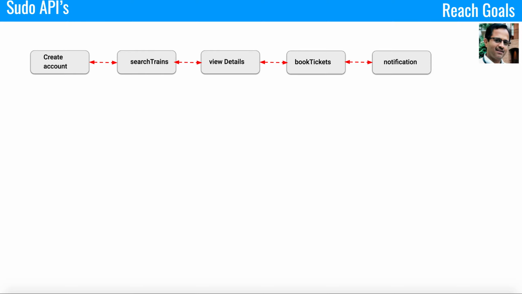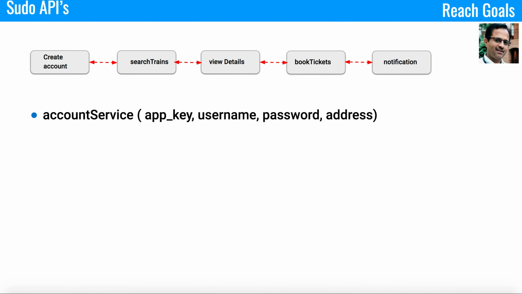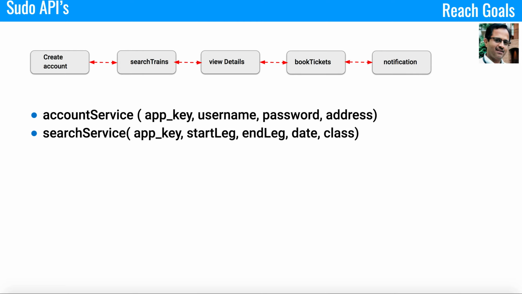So let's talk about the pseudo APIs, right? So the primary APIs required for the system is you have to create an account, right? For that you have an account service where you have parameters like app key, username, password, and the address. The second thing is you need to do a search service, right? In that you have app key, then you give a starting location, ending location, and the date you want to travel, and the class of a train, like first class or second class or the general compartment, whatever you want, you give that, right? Then you give a search.